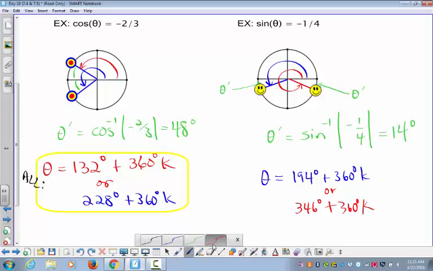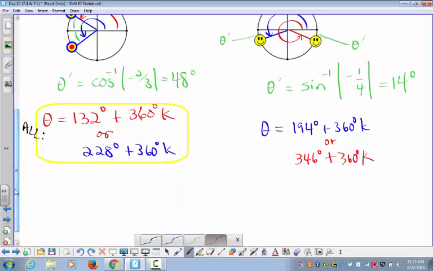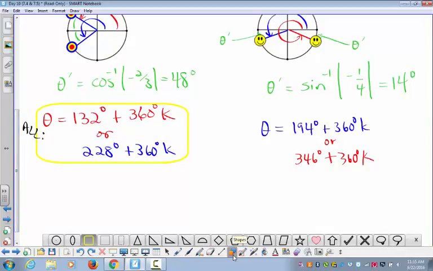All right, so there are all solutions. And for this one, again, it's pretty easy. If we wanted to just get the two solutions between 0 and 360, they would be that one and that one, if it was between 0 and 360. All right. Good. You guys are doing great.